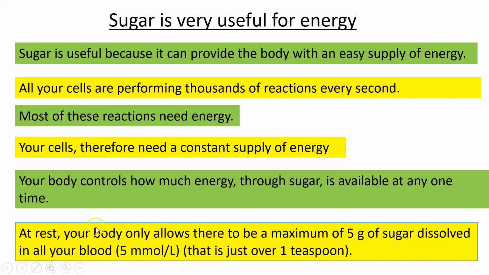At rest, your body only allows a maximum of 5 grams of sugar. Your bloodstream is composed of 5 liters of blood, and if you were to remove the sugar from that 5 liters, it would amount to only 5 grams, and that's what your body's happy with. Incidentally, 5 grams is just over a teaspoon. People who measure their blood sugar measure it in millimoles per liter, which is what mmol stands for. So 1 teaspoon of sugar, 5 grams, amounts to 5 millimoles.